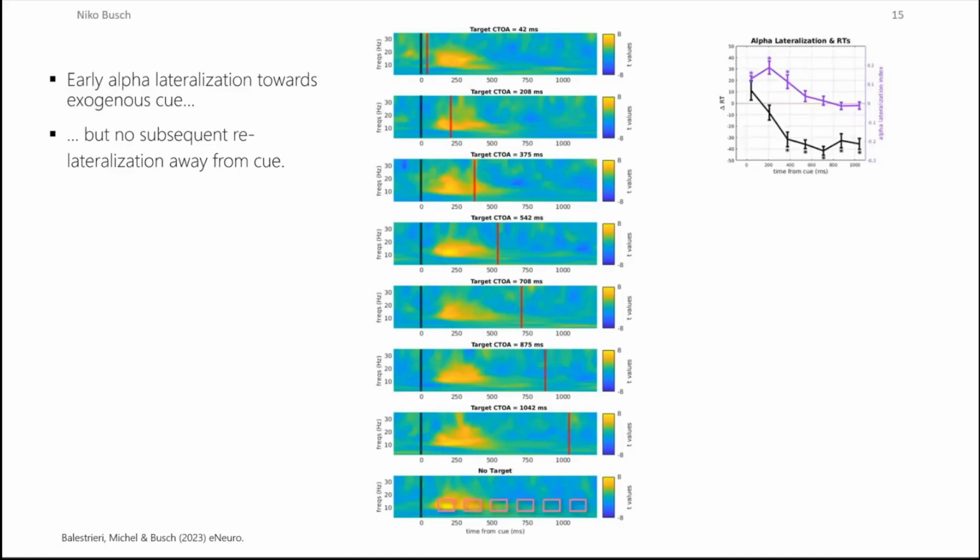For example, in this condition where actually no target is ever presented, we quantify the strength of alpha lateralization at the different latencies where on other trials targets can appear. And this is plotted in this figure.